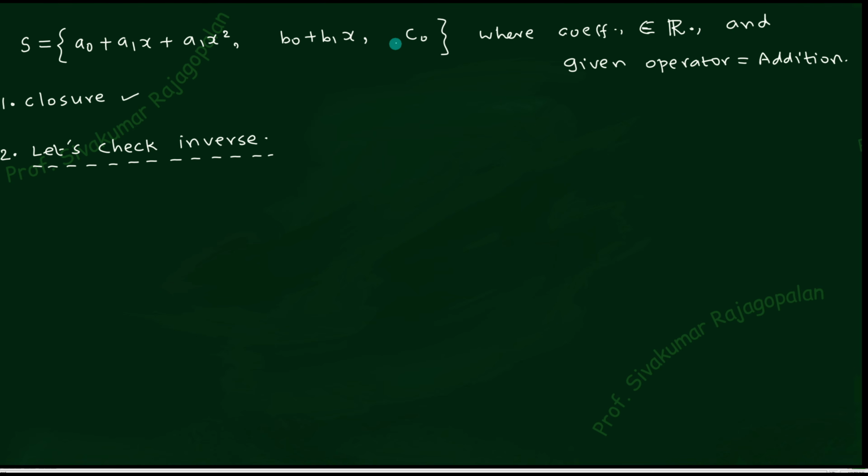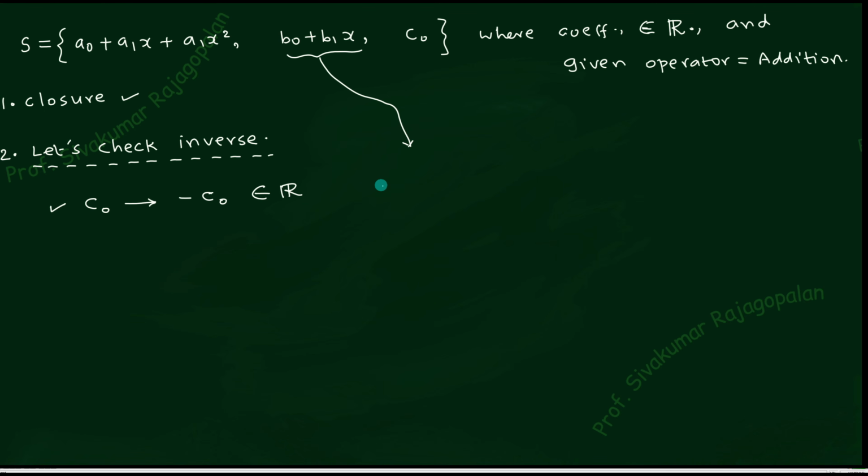So these are the points to be noted. Let us consider c0. What is the additive inverse of c0? Minus c0. Is minus c0 belonging to the real numbers? That's what you have to write down. Is it belonging to the real numbers or not? Yes, it is belonging to the real numbers. That means it is belonging to our original set. So put a tick. Come to the first degree polynomial, b0 plus b1x.